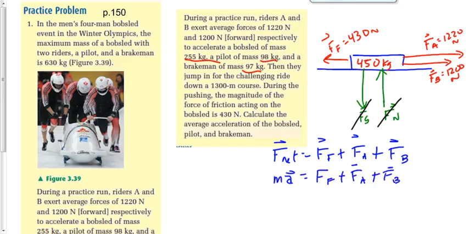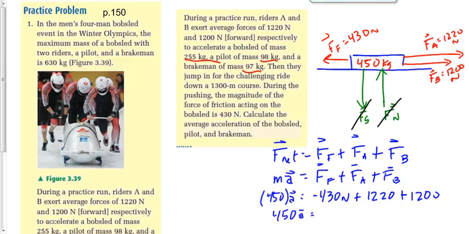And then we'll start subbing in numbers here. The mass is 450. Looking for the acceleration. FF is negative 430. We all know, especially Ben knows, that the force is going to be negative because it's acting to the left. FA is positive 1220. And FB is positive 1200. We add those forces up on the right-hand side. We end up getting 1990 newtons. We divide that by 450. And we end up getting 4.4 meters per second squared for the acceleration.